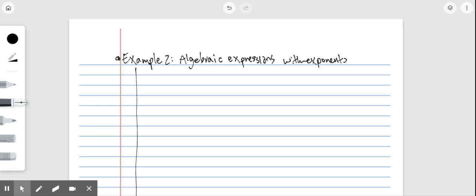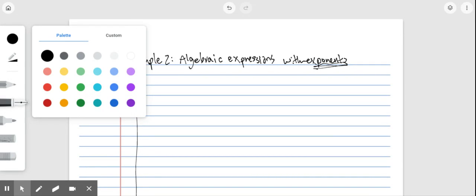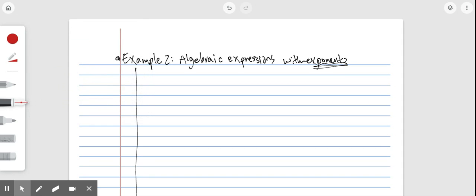Right, so example 2 involves writing algebraic expressions with exponents. Now, exponents is something that we learned all the way back in week 2. So over here on the left, I'm going to refresh myself on what an exponent is. An exponent has a base, like 3. This is the base. It has an exponent, like 5. And altogether, it's called a power.